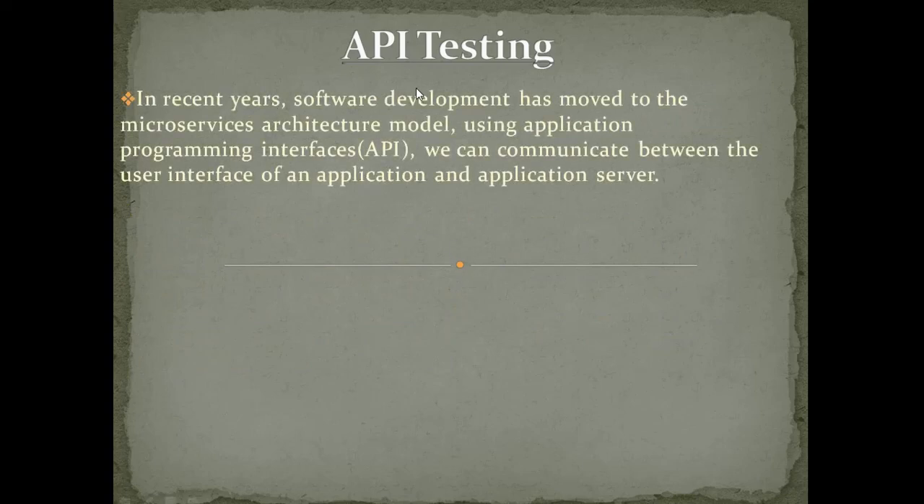So in recent years, software development has moved to the microservices architecture model, using APIs, application programming interfaces, to communicate between the user interface of an application and the application server. Okay, this point is straightforward. Let me move on.